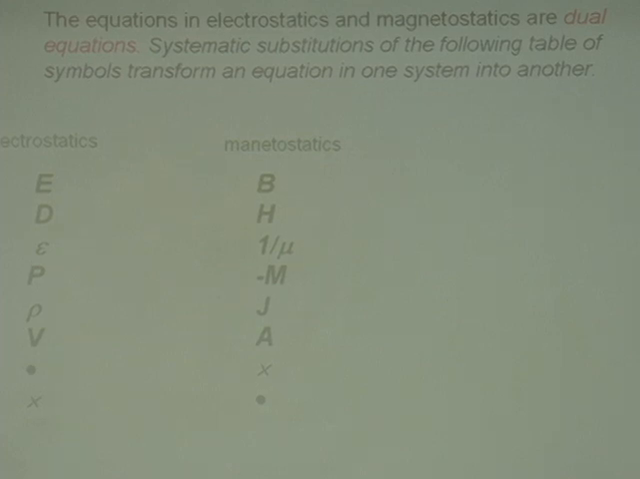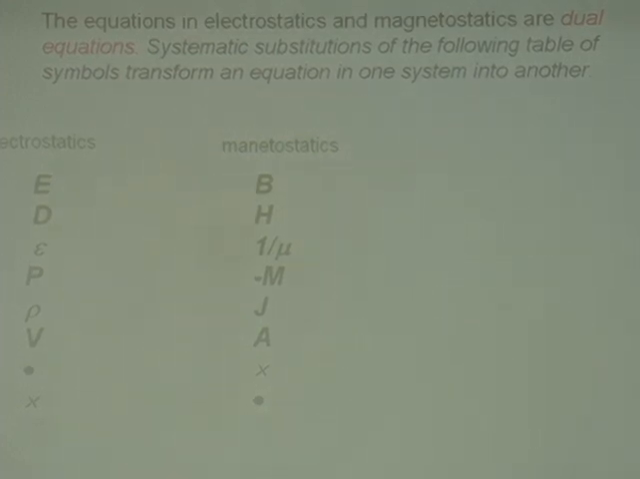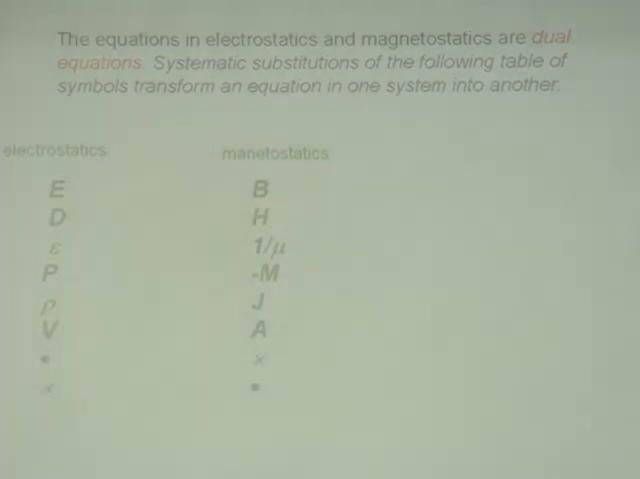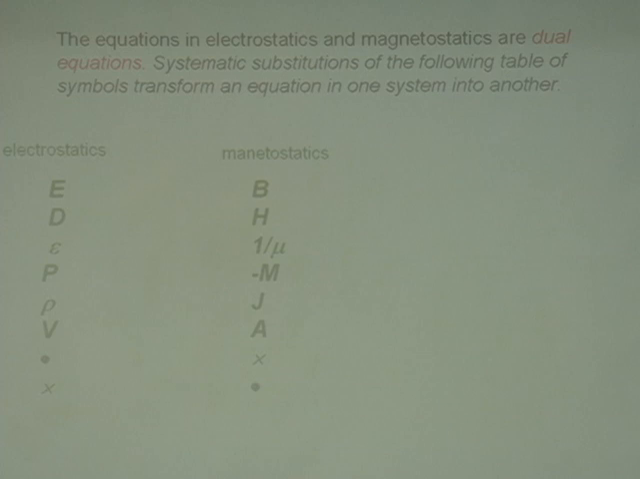你如果很有系统的，如果有两组的这个公式，and then you can do systematic substitution of symbols to transform one set of equations into the other set. And this kind of equations are called dual equations.